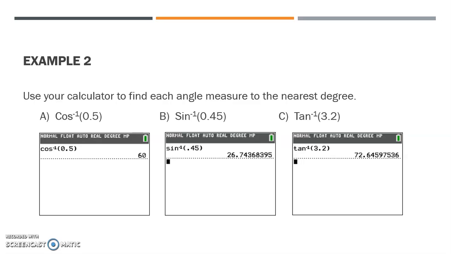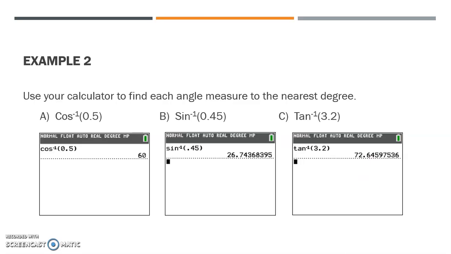So I did each of these on my calculator, and you can see the screenshots that I took. Cosine inverse of 0.5 is 60 degrees. Sine inverse of 0.45 is 26.7 degrees, or about 27, because it did say round to the nearest degree. And tangent inverse of 3.2 is 72.6, or approximately 73 degrees.